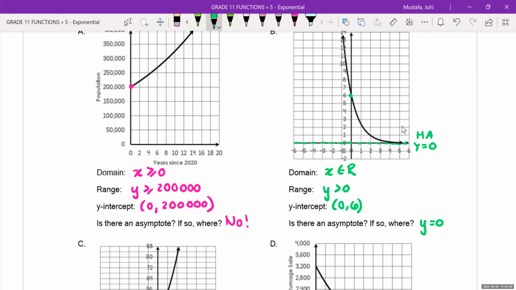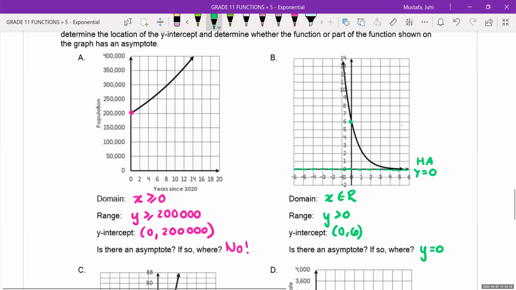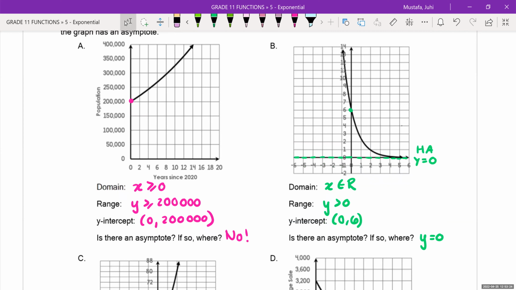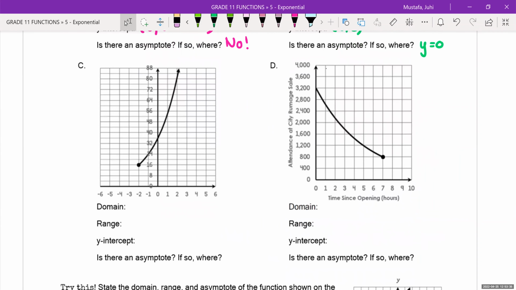Okay, go ahead and try questions C and D yourselves. I'll just leave this up here for another couple of seconds and then I'll start writing the answers. Okay, so here are the graphs if you want to see them.